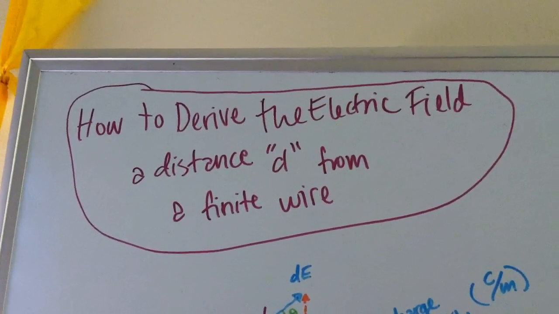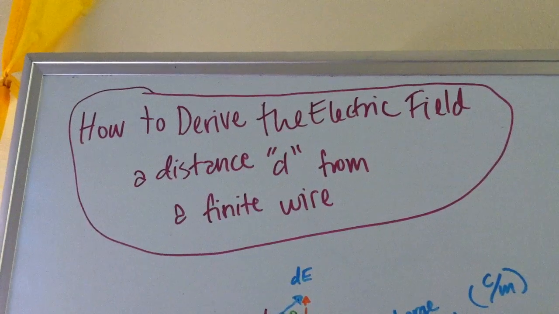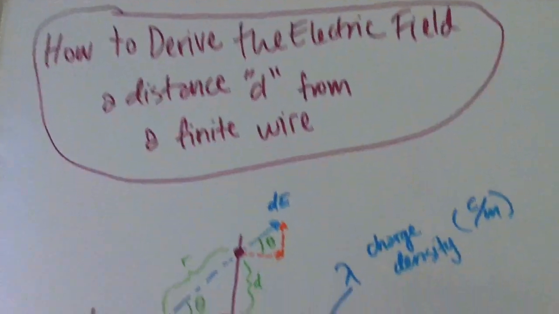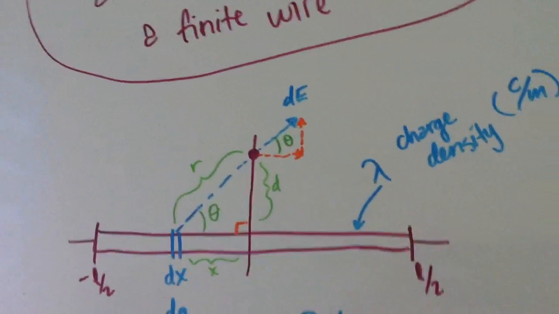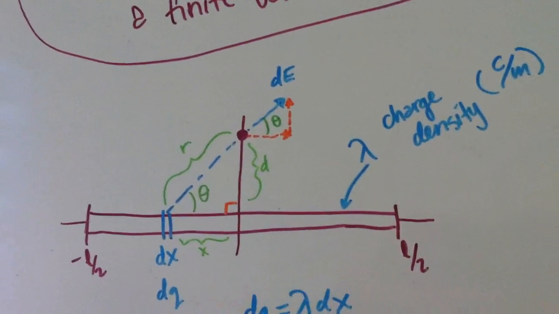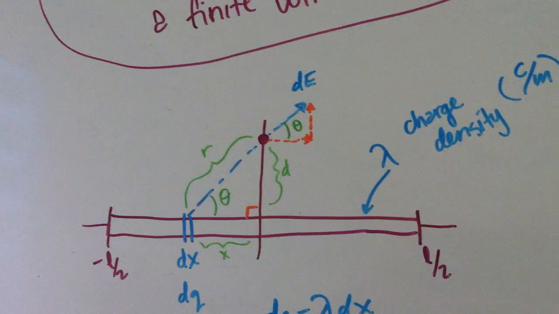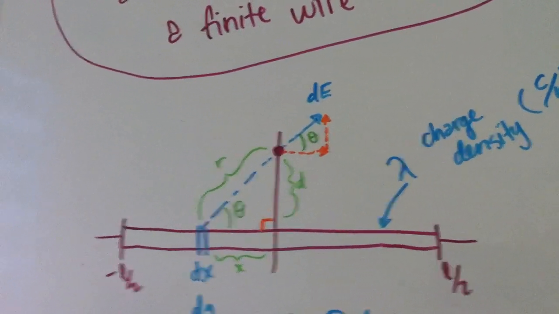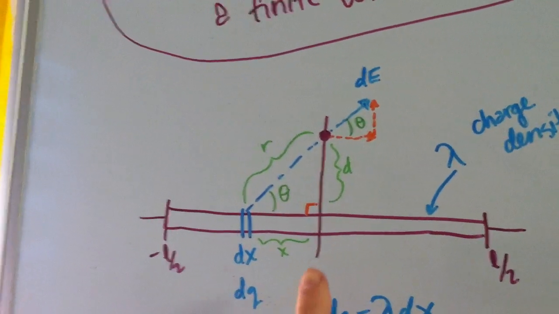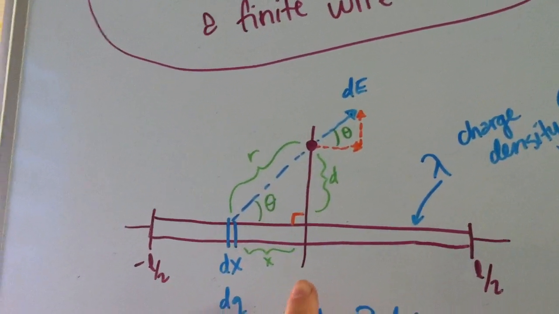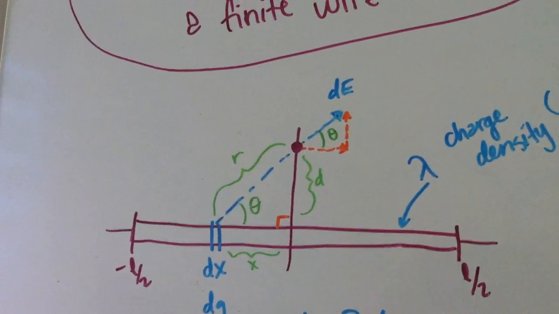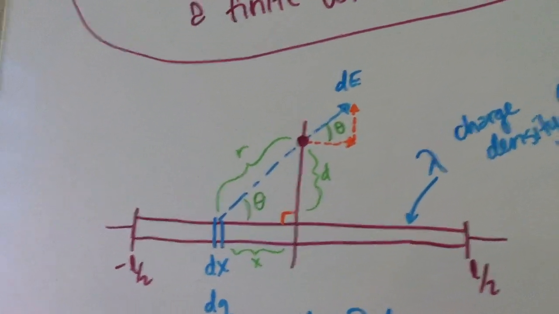Alright, so this is going to be a video about how to derive the electric field a distance d from a finite wire. So if we go down here, we have our picture. You can see I've drawn this wire and it has a length of L, and we have split it in the middle here, and we have a point here that is a distance d from the wire, and it's right in the middle.